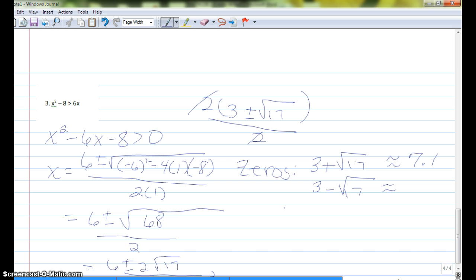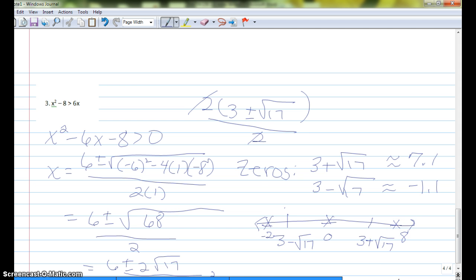Okay, and if you do 3 minus the square root of 17, we would have about negative 1.1. So we're not going to put these decimals on the number line, we're going to put the actual values, the 3 plus the square root of 17 and the 3 minus the square root of 17. But this helps us pick our test values. Because if this is about negative 1.1, we can choose -2 as a test value. We can choose 0 in between here, and then we can choose something bigger than 7.1, so we can choose 8.